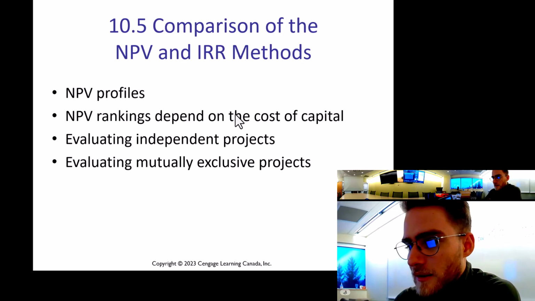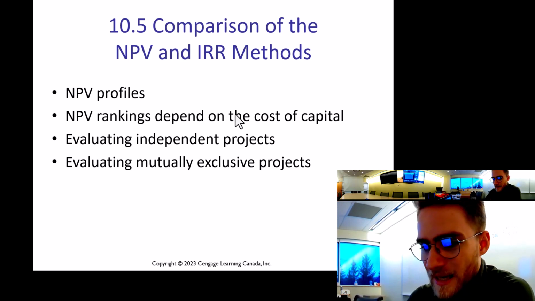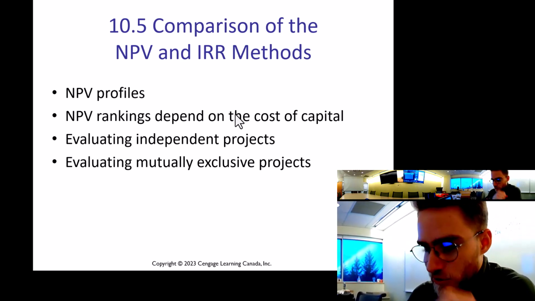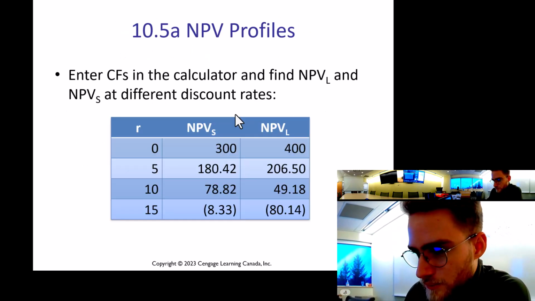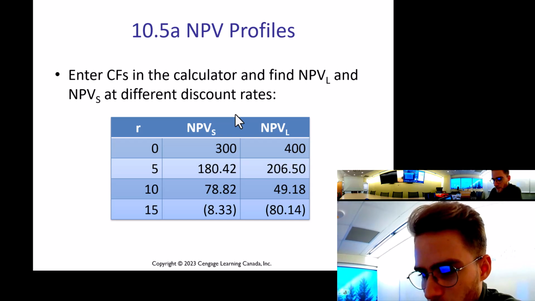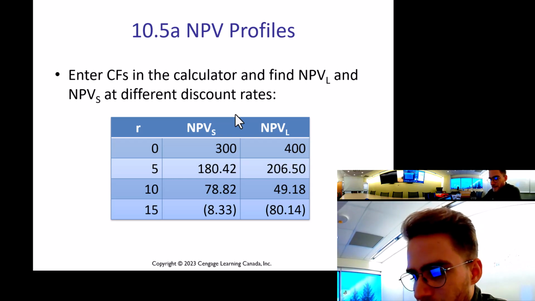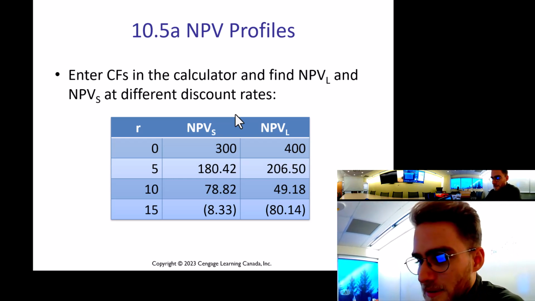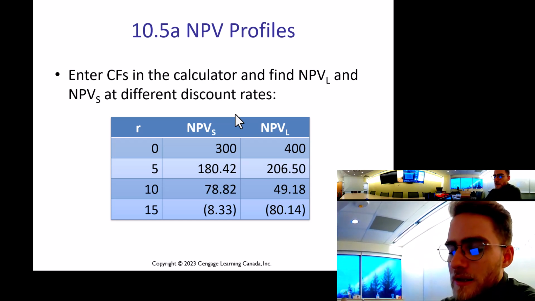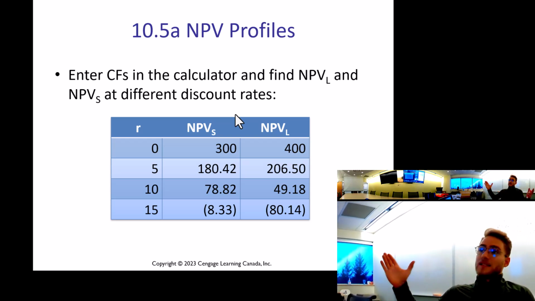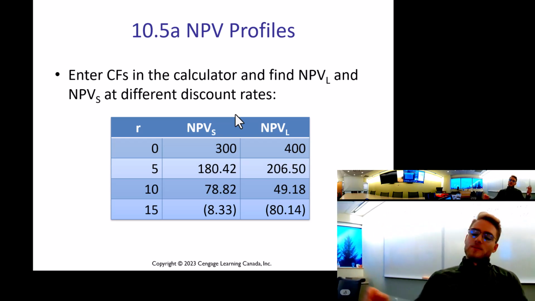And then, so we'll move on. So comparisons of the NPV and IRR methods. NPV rankings depend on the cost of capital, evaluating independent projects, and then evaluating mutually exclusive projects as well. So this is what's called an NPV profile. It's when you enter in the cash flows in the calculator and find the NPV. And then you find the NPVs at different discount rates, right? So if my discount rate is 0, I'm not discounting my cash flows at all. That's easy, right? I just add them all up together, and then subtract off the initial, right?